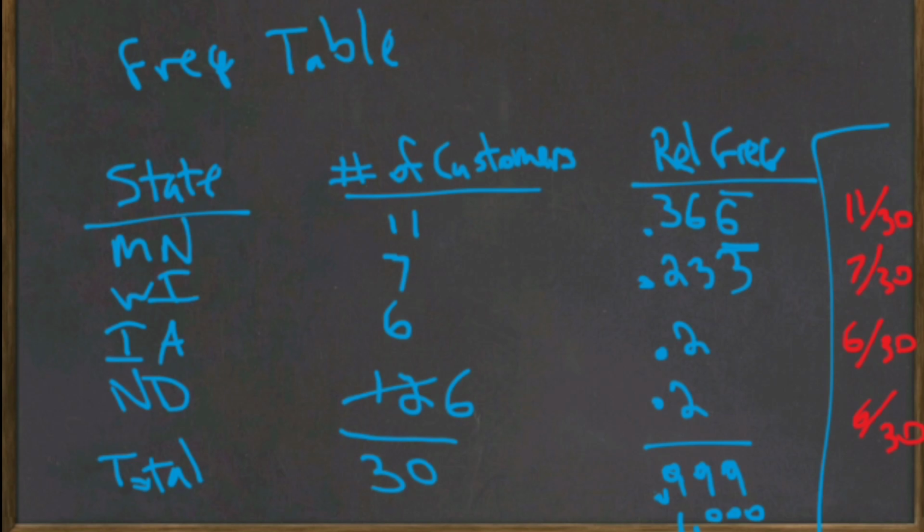So again, this is for qualitative variables. We'll have something very similar for quantitative. And the other thing to note is that these can be quickly turned into bar charts and pie charts. So I'll be back with videos on both of those concepts shortly.